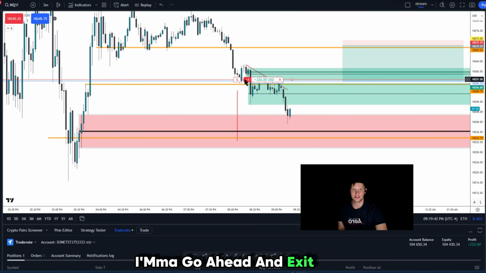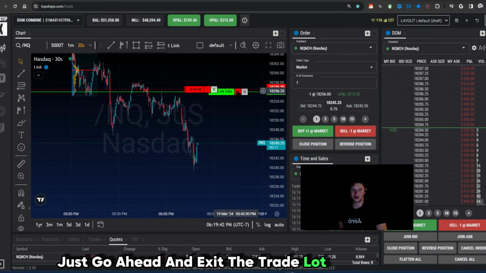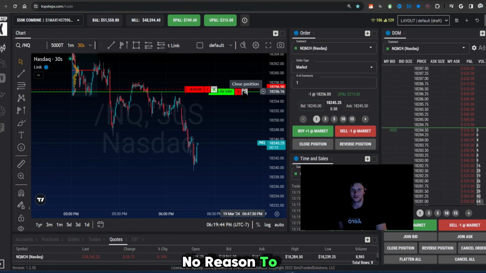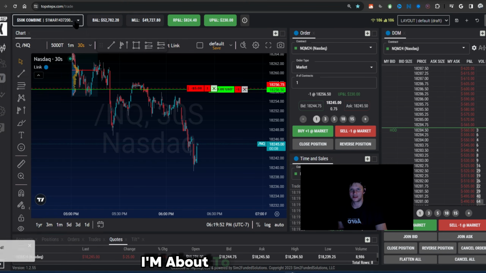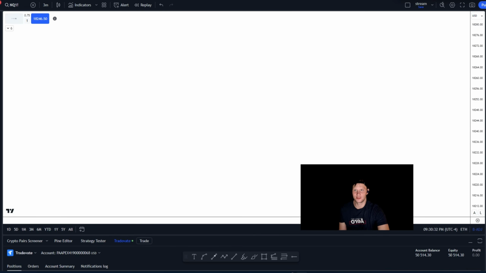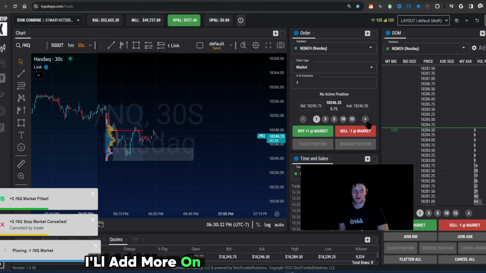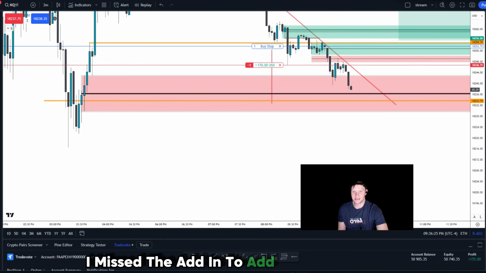So I'm gonna go ahead and exit here. I feel like this is a good spot. Just go ahead and exit the trade. A lot of profit. No reason to be greedy here at all. I'm about to pass it. This one, I'm gonna go ahead and enter 1 contract each. I'll add more on, obviously, if it goes my way. I missed the add-in to add in more accounts.